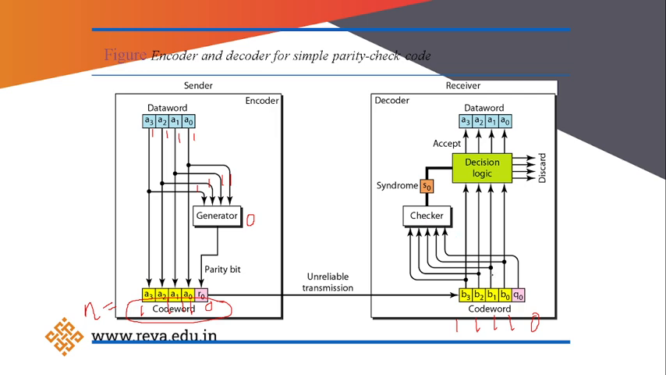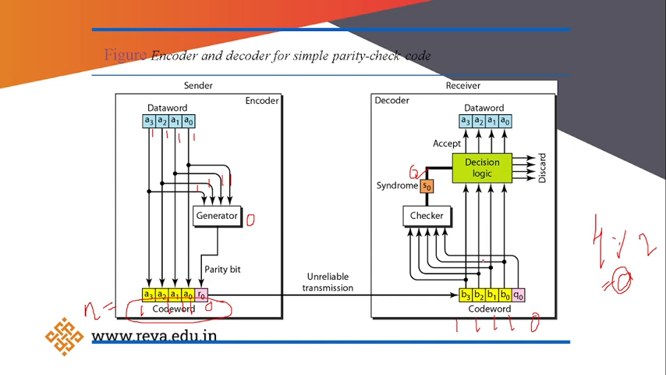So what the checker will do, it will extract all the code word whatever it has received, then it will just add all the ones and apply the mod 2 operation. So for example 1 plus 1 plus 1 plus 1 plus 0, it will add all the bits, it is nothing but 4 mod 2. If you do 4 mod 2, it becomes 0. So whenever the syndrome bit, this we call the syndrome bit, the remainder we got, if it is 0, then the decision logic will think that it is correct.